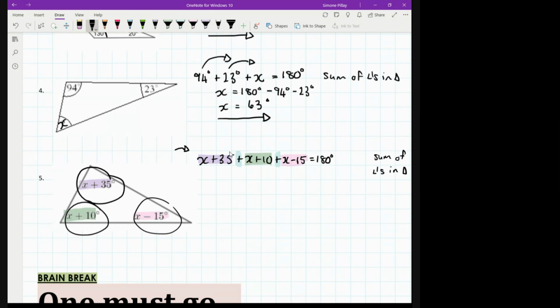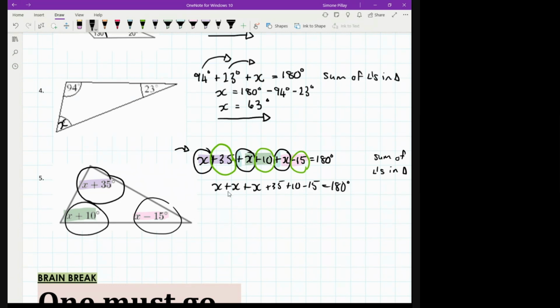Okay, ma'am. So what I did, I added all my constants and also subtracted, which is x plus x plus x. So let's group it together first. We have x plus x plus x. Let's put all our like terms together. And then all of the other ones are plus 35, plus 10, and minus 15. Now what?